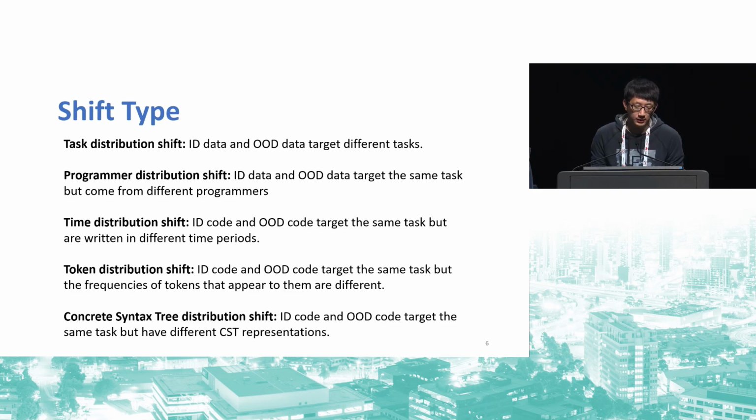Task distribution shift means the ID dataset and OOD dataset target different tasks. And the programmer distribution shift means the ID data and OOD data target the same task, but come from different programmers. Then the time distribution shift means the ID data and OOD data target the same task, but are written in different time periods. And the token distribution shift means that the ID data and OOD data target the same task, but the frequency of tokens that appear in them are different. Finally, the CST distribution shift means that their CST representations are different.